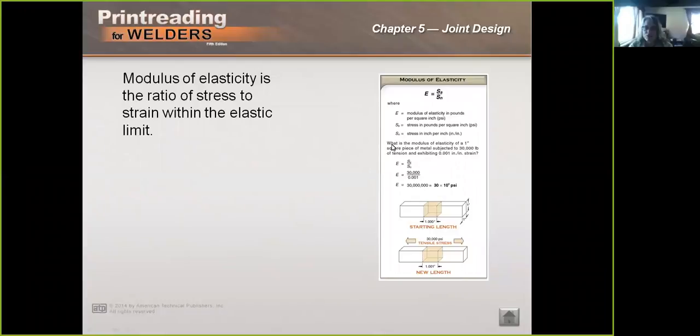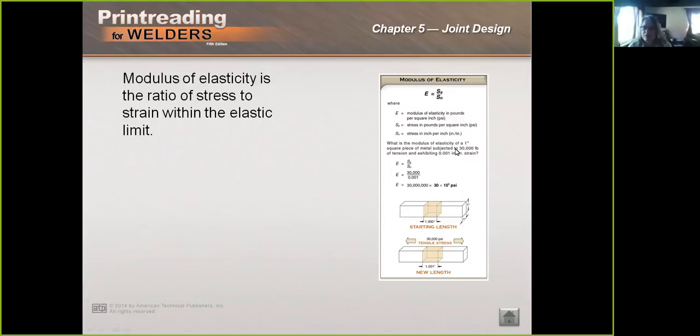And so the way we use that is if we're given stress and strain, we just use the relationship that the modulus of elasticity is equal to the stress divided by the strain. And we're given a modulus of elasticity, or asked, what is the modulus of elasticity of a 1-inch square piece of metal subjected to 30,000 pounds of tension and exhibiting 0.001 inch per inch. So strain is unitless, it's in inches per inch.